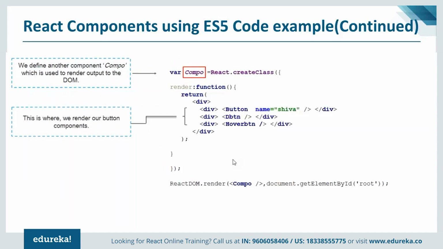And finally, we created the fourth and the final component, which will be used to render output to the DOM, in which we are calling all the other three components. And this component is getting called using ReactDOM.render. And the second argument for this is where I want to display. So before going into what the benefits of ES6 are, let's see a demo of this particular example.